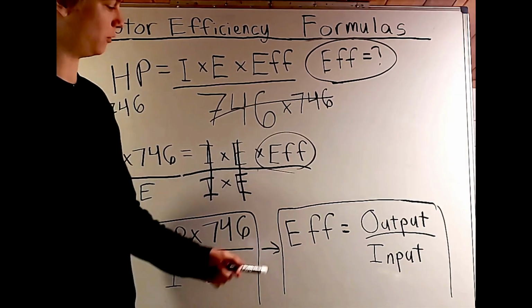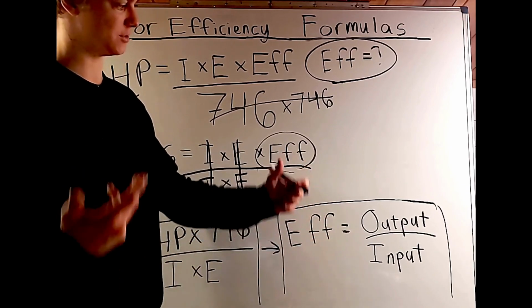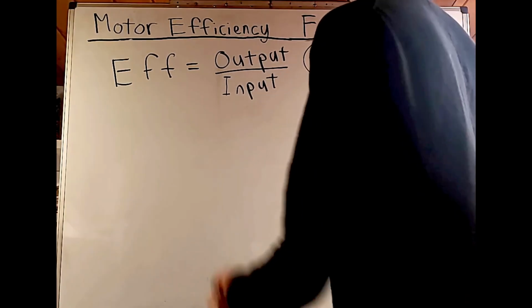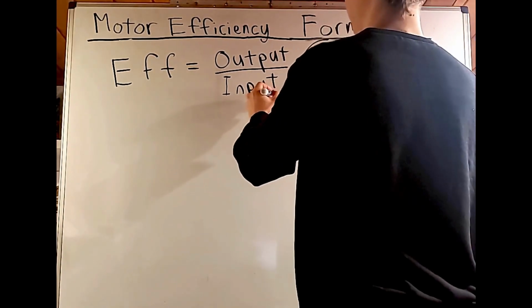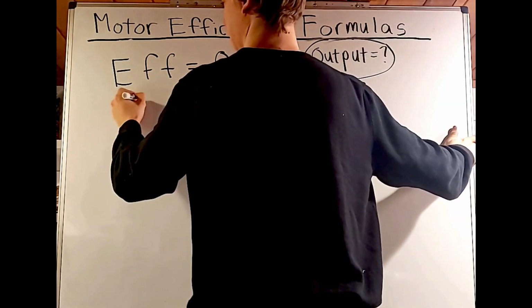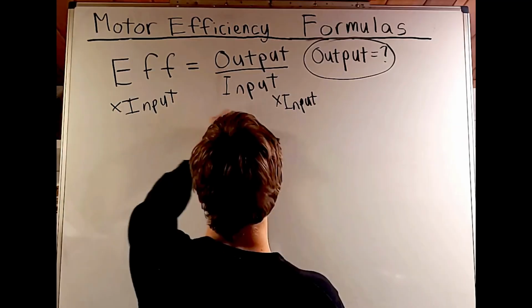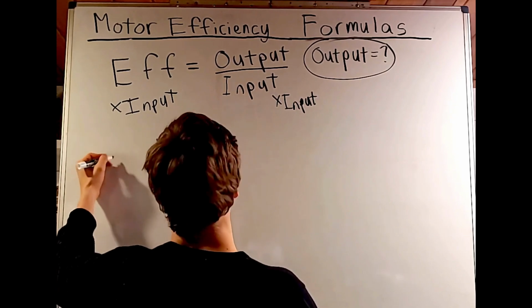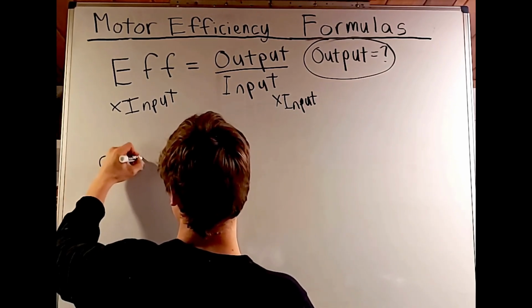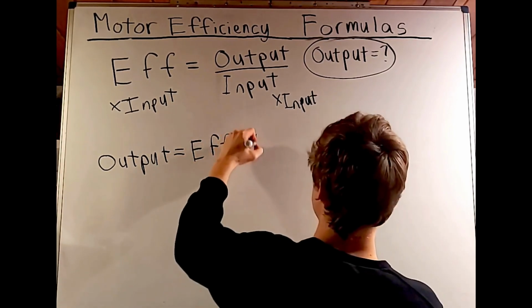So now we know not only that efficiency equals the output over input, meaning that's the ratio. So for example, let's say we want to find the output. Well, in this case, all that we do is multiply by the input to get rid of it, which means we'd have to multiply the input on the left side as well. And now on the right side, the input would cancel out. So now we're left with, if we write output on the left side, output equals efficiency times the input.